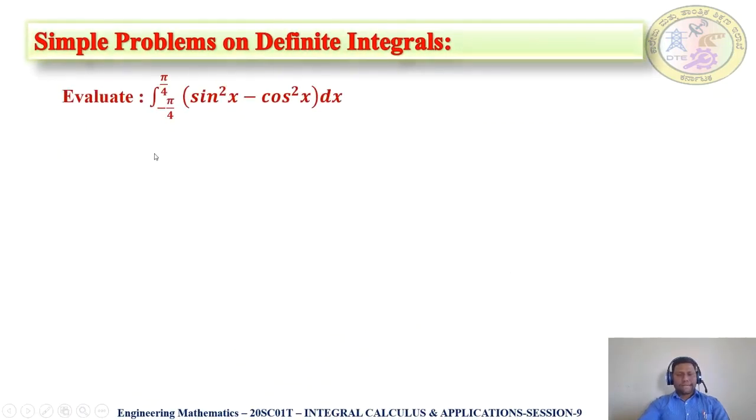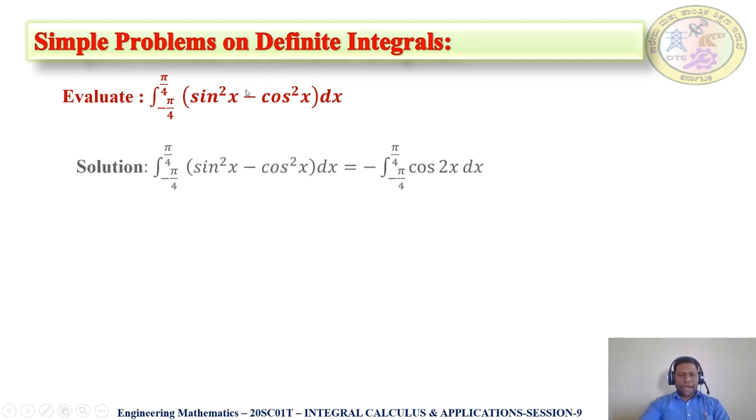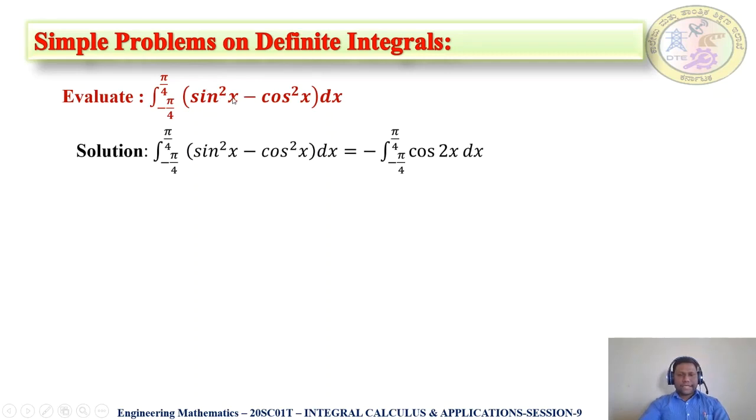Another one is evaluate integration from minus pi by 4 to plus pi by 4 of sin square x minus cos square x dx. Again, for these two there is no direct integration, but we have a formula for this one. That is, sin square x minus cos square x can be taken as minus cos 2x.